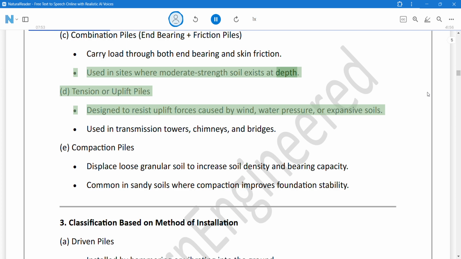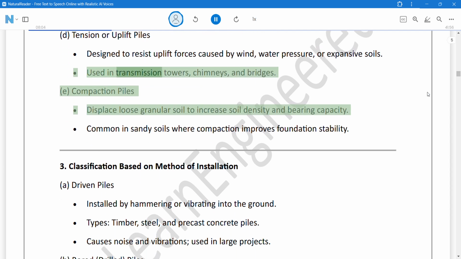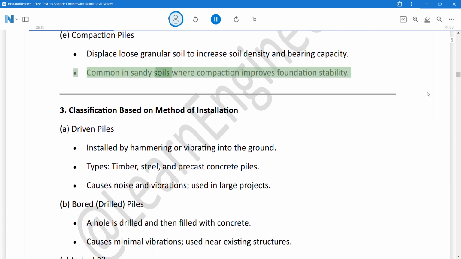Tension or uplift piles designed to resist uplift forces caused by wind, water pressure, or expansive soils. Used in transmission towers, chimneys, and bridges. Compaction piles displace loose granular soil to increase soil density and bearing capacity. Common in sandy soils where compaction improves foundation stability.